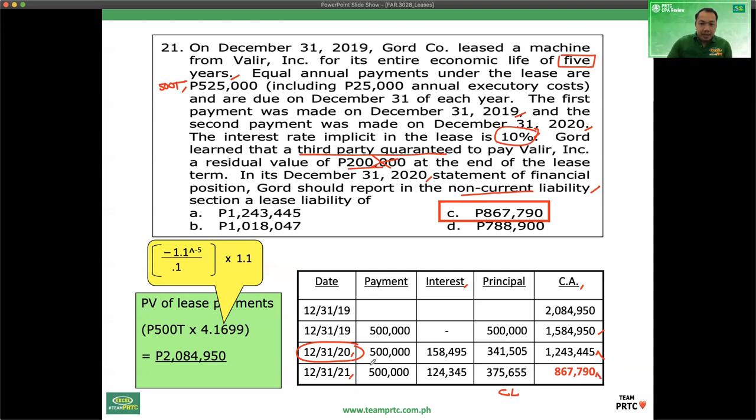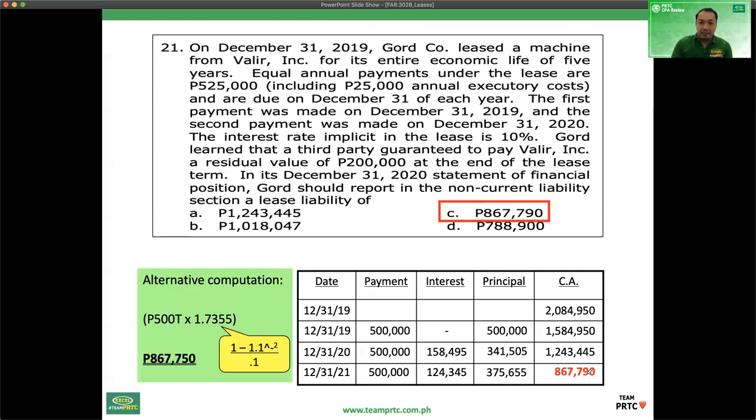So let's try. As of December 31, 21, nakailang payments na? 3. Kaya kung 5 payments yan minus 3, 2 payments na lang. So kaya ito, para makompute yan, simply discount the remaining 2 payments. So alternative computation. 500,000 times the factor. 10%, 2 years remaining. So notice, hindi eksakto, no? May konting difference due to rounding. Naka-round up kasi yung present value factors. Kaya hindi nag-tie up. Okay? So minimal na yan dahil lang yan sa rounding.